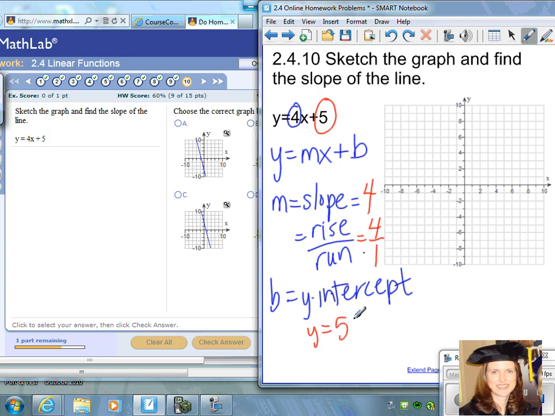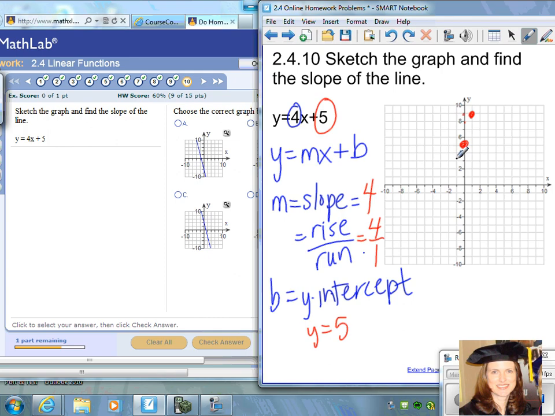So to sketch this line, we're going to start at the y-intercept of positive 5. Then we're going to use the slope to get to another point that's on the line. The slope is 4 over 1. These are both positive numbers. Positive slope means the graph is going to go up. So from this point, we're going to count 1, 2, 3, 4, and over 1, and make another dot. That's another point on the line.